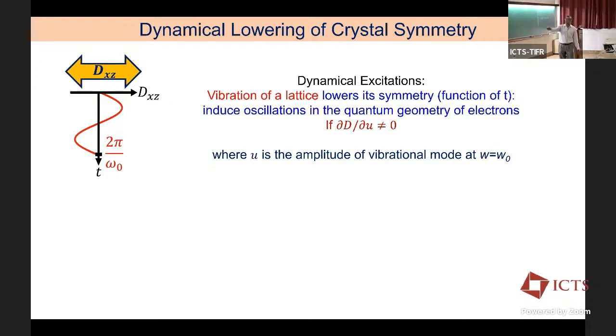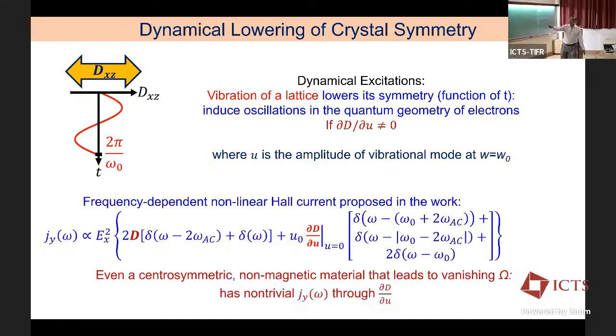In that case, the Berry curvature dipole will also oscillate with the same frequency as the frequency of the phonon, omega naught. And this will mean you will also, of course, see signatures of this oscillation in the nonlinear Hall current as well, where U is the amplitude of the vibrational mode. You can show in a very simple semi-classical analysis that the Hall current has two terms as given here.